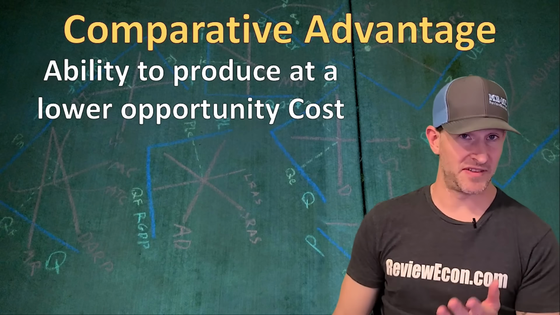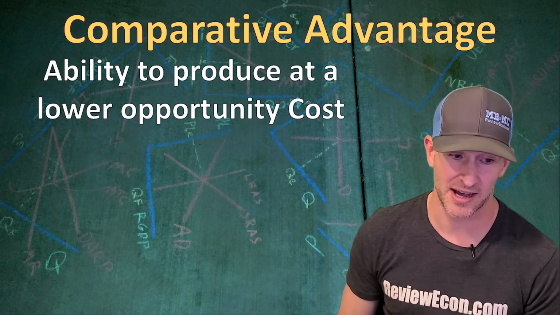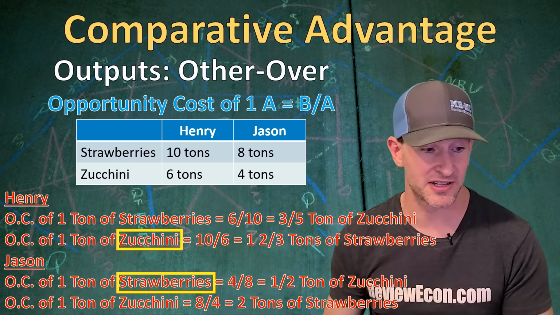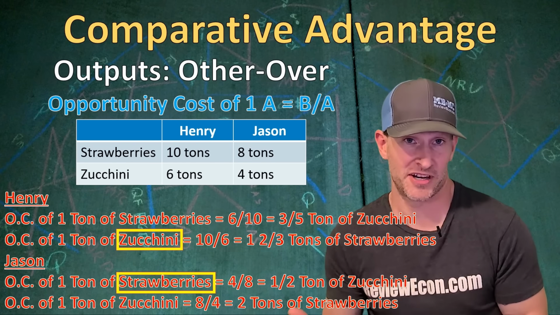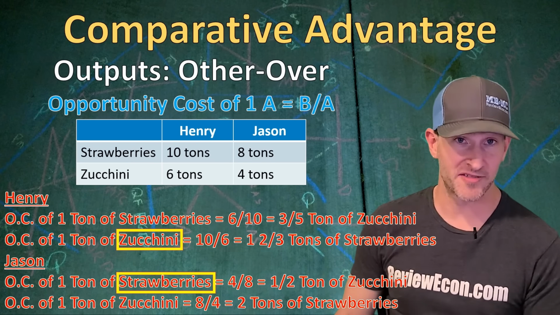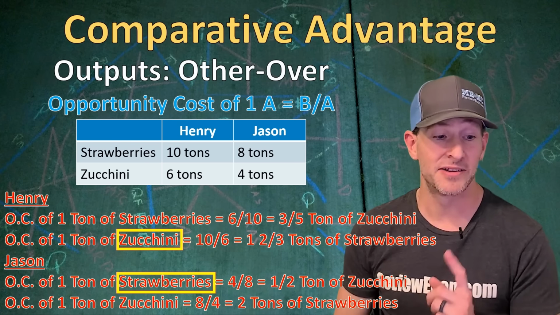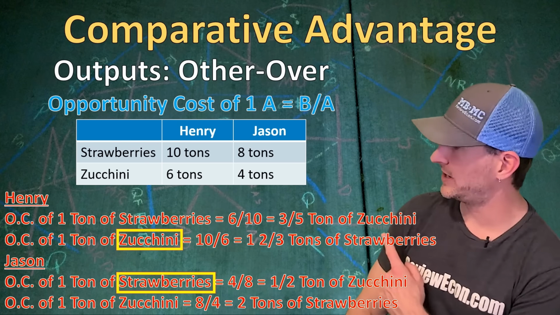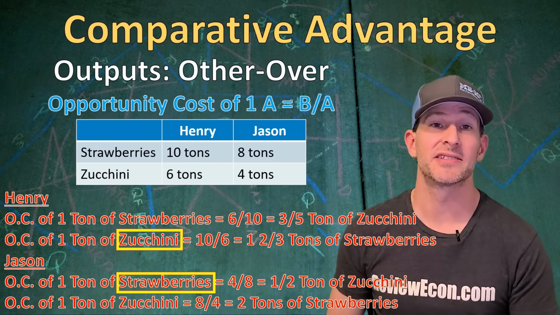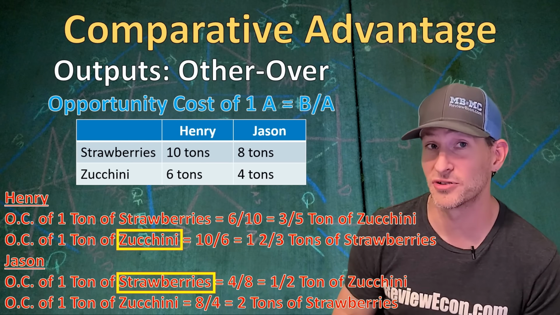Now, comparative advantage is even more important than absolute advantage, and that's the ability to produce something at a lower opportunity cost. If you have an output problem, meaning the numbers in the table are finished products, like we have here, strawberries and zucchini are finished products, we will use the other over formula. That means the opportunity cost of producing good A will be the numbers we have for the other one, good B, divided by good A. In this example here, Henry has the comparative advantage in the production of zucchini, while Jason has the comparative advantage in the production of strawberries, because that's where their lower opportunity costs are found.